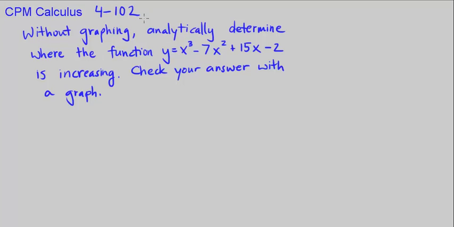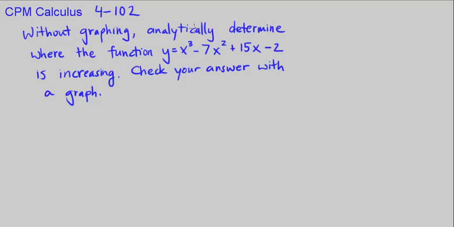This is CPM Calculus Chapter 4, number 102. Without graphing, so let's not use our calculator to graph it, analytically determine where the function y equals x cubed minus 7x squared plus 15x minus 2 is increasing. Then check your answer with a graph. So go ahead and do it after.